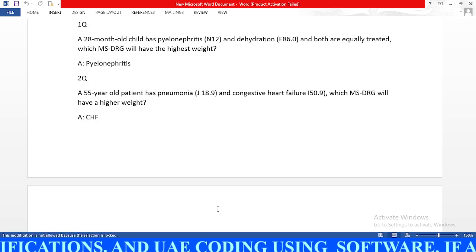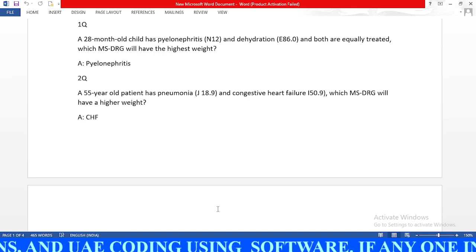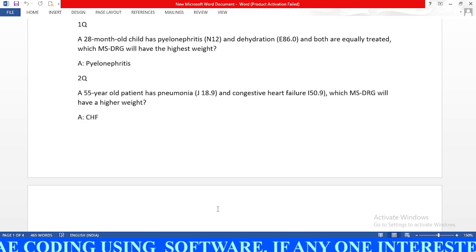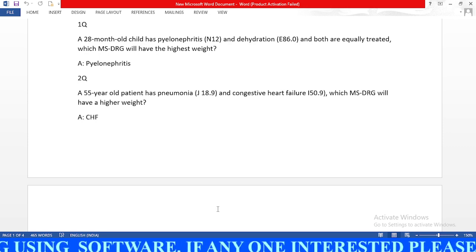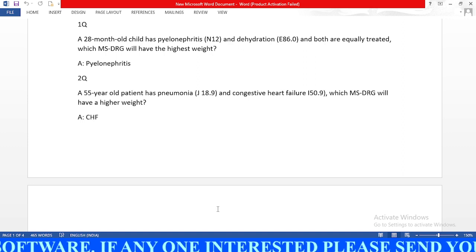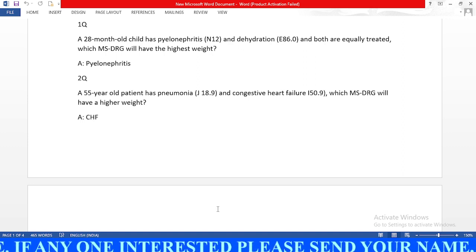So today's session, our first question is, a 28-month-old child has pyelonephritis and dehydration and both are equally treated. Which MS-DRG will have the highest weight? So here our answer is pyelonephritis. So we will learn why pyelonephritis is the answer.